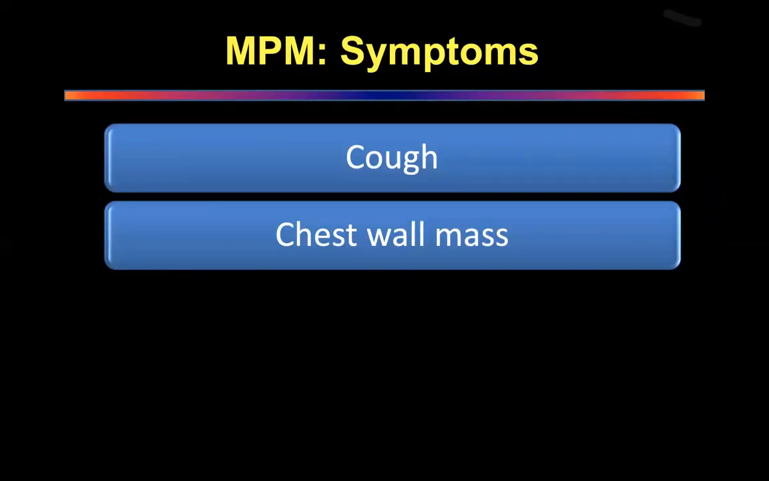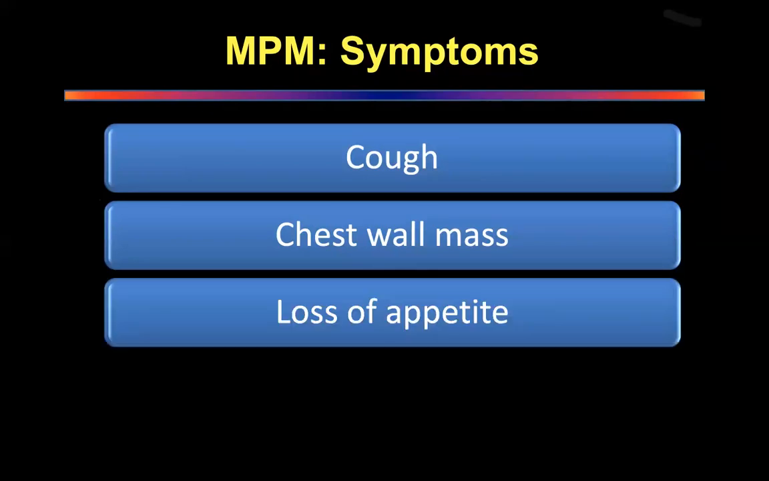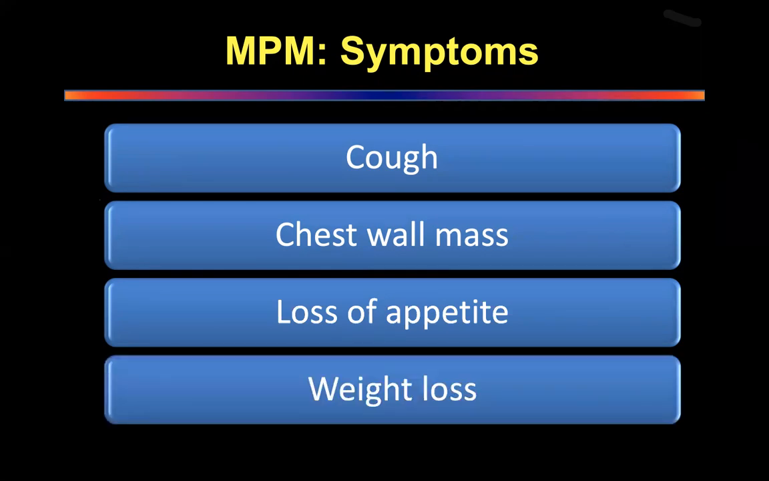If there is a chest wall mass, it means that the mesothelioma is growing between the rib spaces and forming subcutaneous masses. That's not a good sign. If you've got a chest wall mass, not a good sign at all. Loss of appetite, because usually this causes systemic effects of malignancy. And very quickly, these people seem to lose appetite, and they seem to have weight loss.